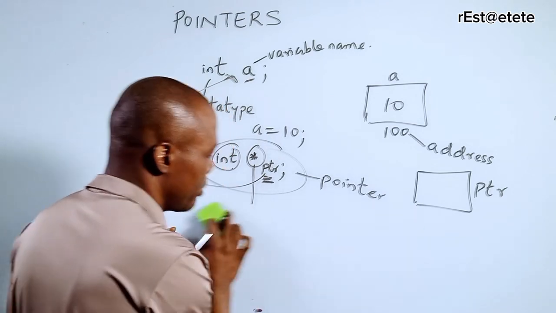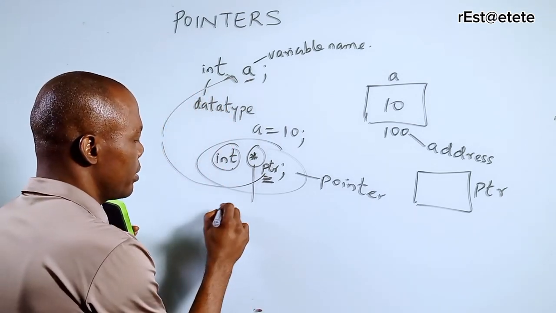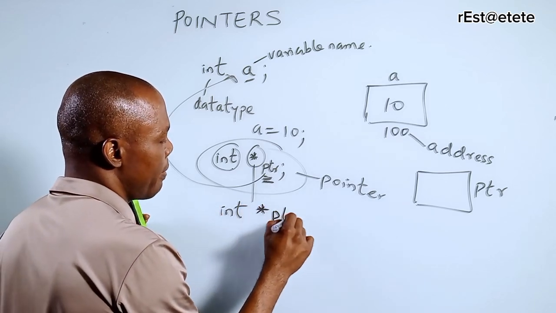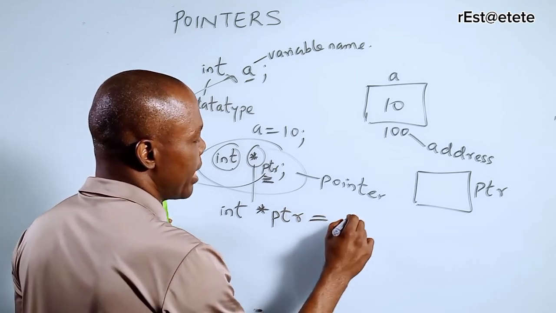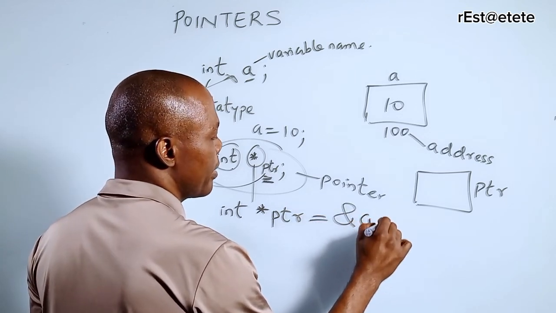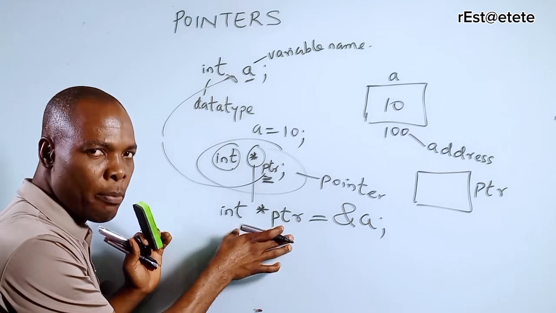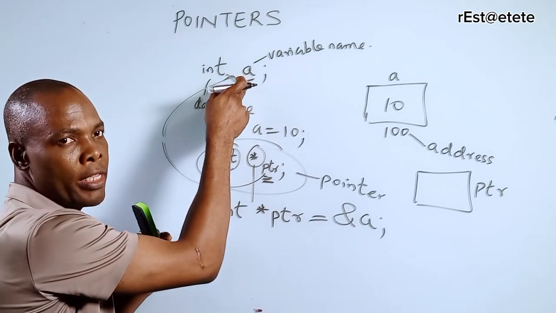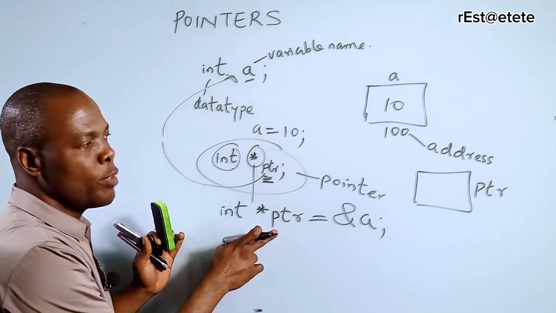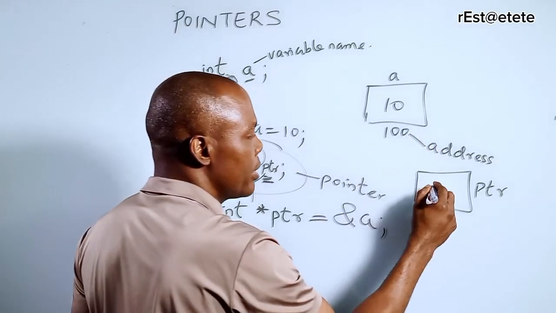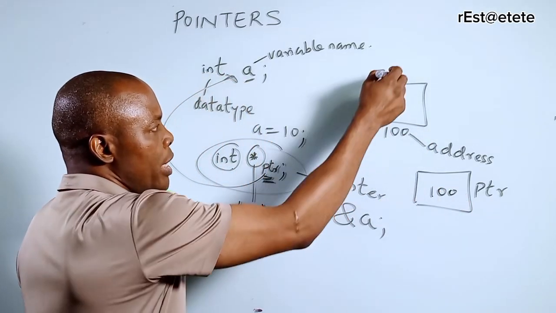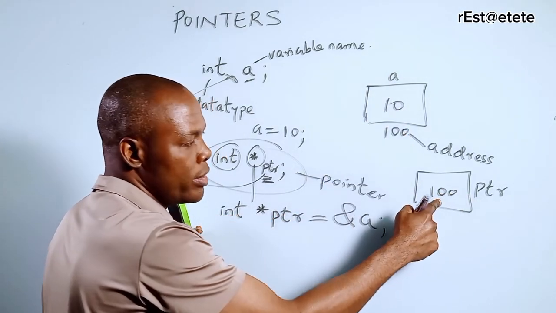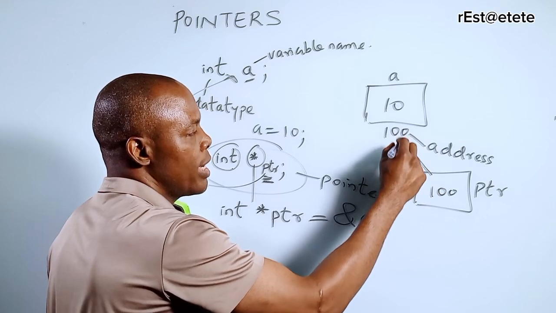So I will declare and initialize int asterisk PTR, then I will assign address of A. So I declare my pointer and I assign the value to it. So this pointer now is pointing to the address of A. So what will be the value of this pointer, PTR? 100. But A is holding the value 10, while PTR is holding the value 100, which is what? The address of A.